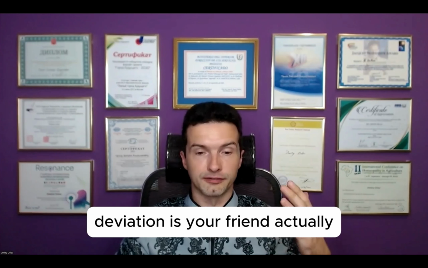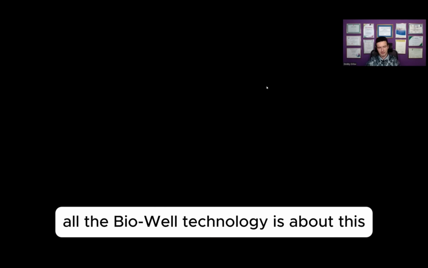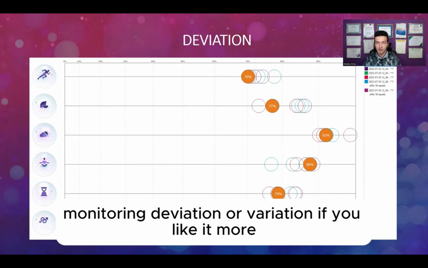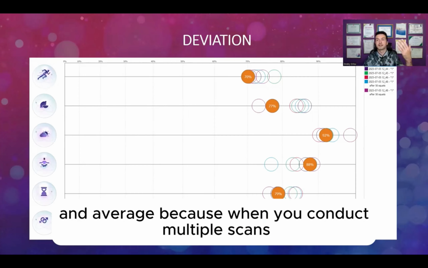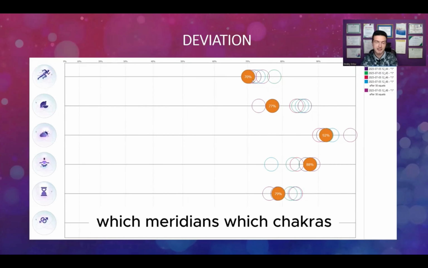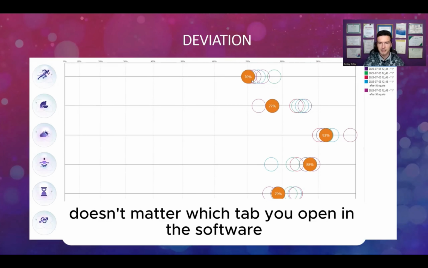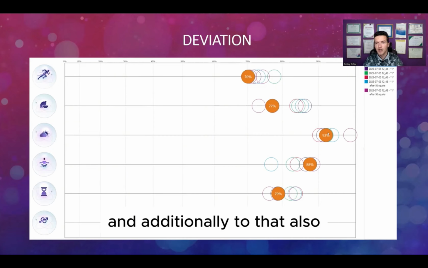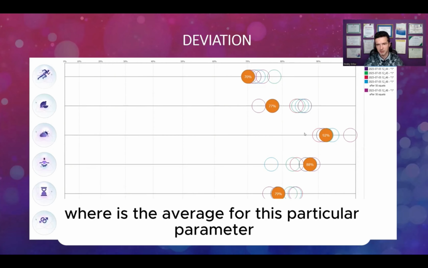Deviation is your friend. Actually, all the BioWell technology is about this deviation and monitoring. So the main terms of this lecture are monitoring, deviation, or variation if you like it more, and average. Because when you conduct multiple scans, first of all, you can see which parameters, which spheres, which meridians, which chakras, which doshas, doesn't matter which tab you open in the software, have higher or lower deviation. And additionally, also where the average is for this particular parameter.